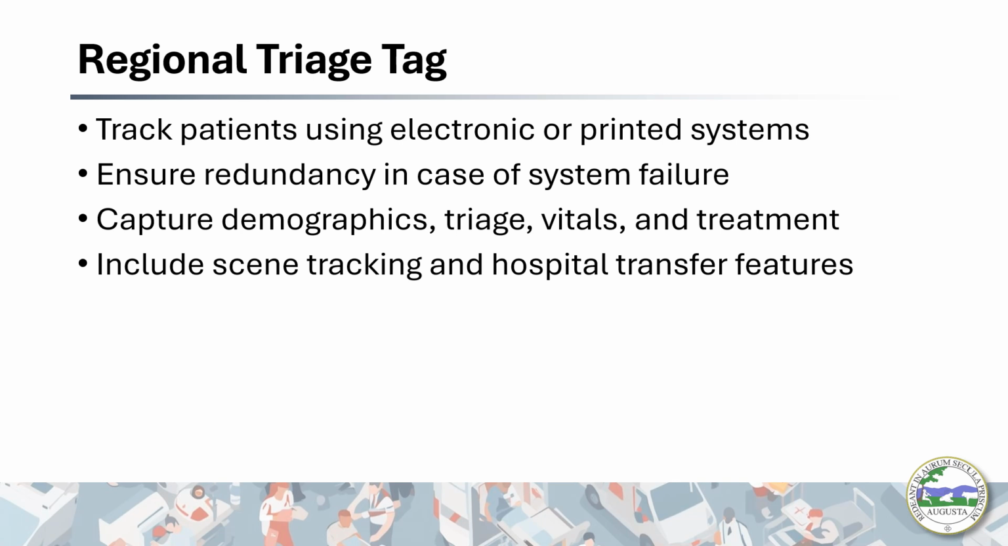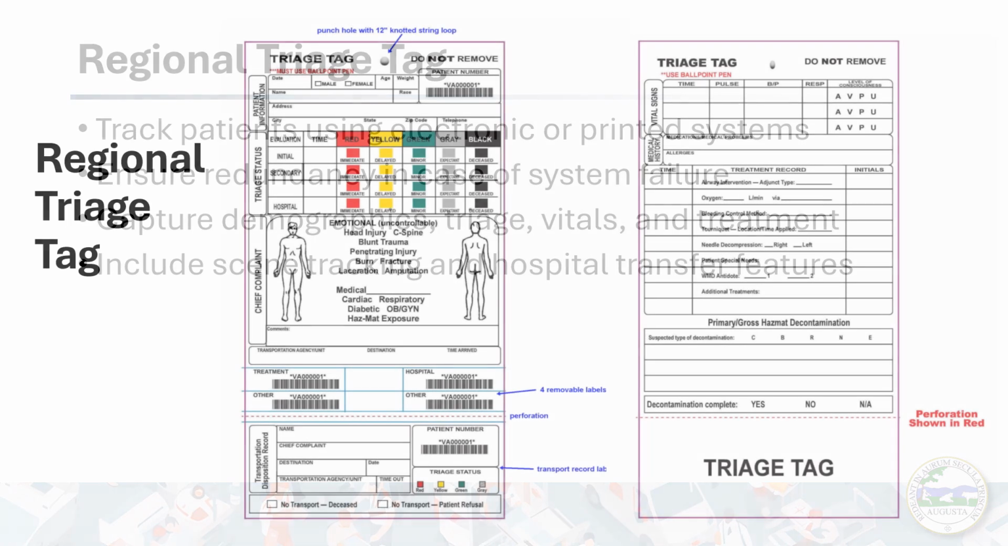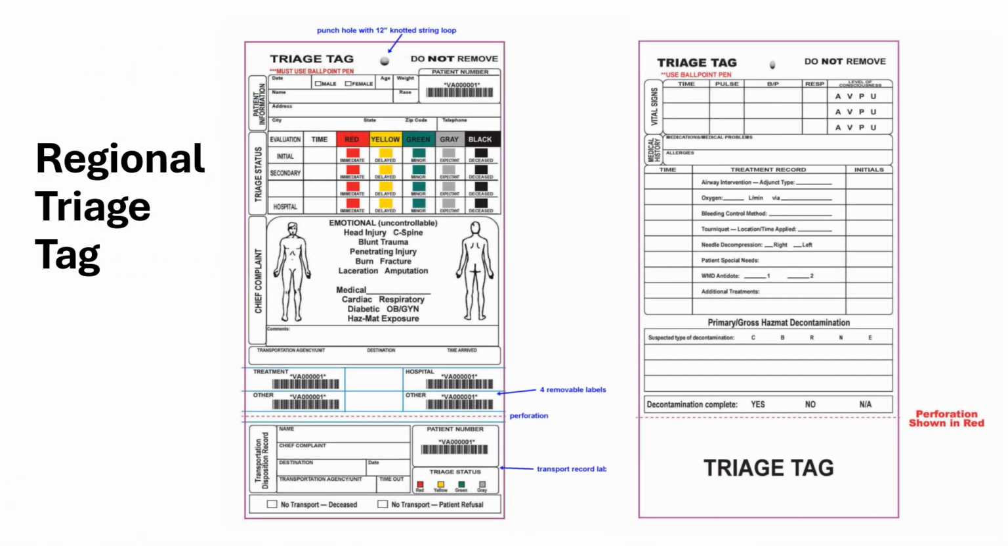Tracking patients on scene is just as important as recording their transport information. For paper-based systems, a tear-off section or a designated scene tracking section helps maintain situational awareness. Agencies should ensure their system supports seamless patient transfer to hospitals while maintaining accurate, real-time documentation.